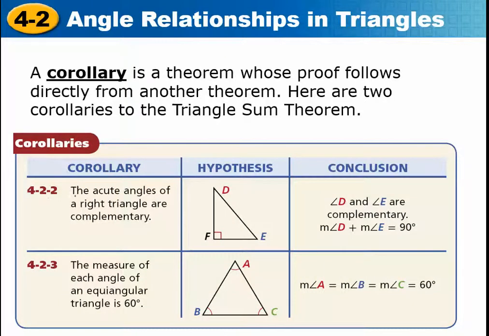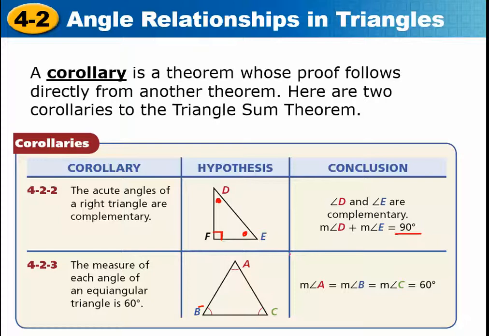The first one, 4.2.2, says the acute angles of a right triangle are complementary. So if you know you have a right triangle, this angle plus this angle will equal 90 degrees. So in this picture, the measure of angle D plus the measure of angle E will equal 90. And the second corollary, 4.2.3, is that the measure of each angle of an equiangular triangle is 60 degrees. So if you know that it's equiangular, then you know that every angle in there is 60 degrees.